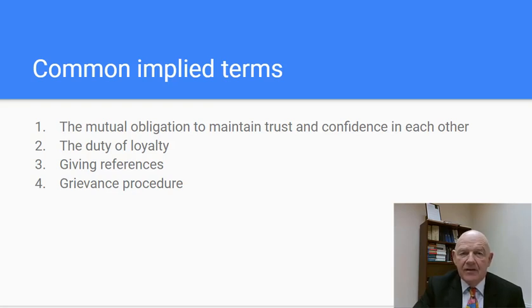Common implied terms then, 4 common ones would be: 1, the mutual obligation to maintain trust and confidence in each other. In other words, the employer is entitled to have trust and confidence in the employee, and vice versa. There's also a duty of loyalty. There may be a duty, or an implied term, in relation to giving references.